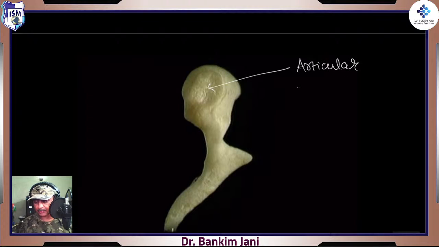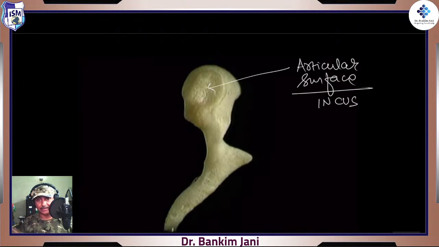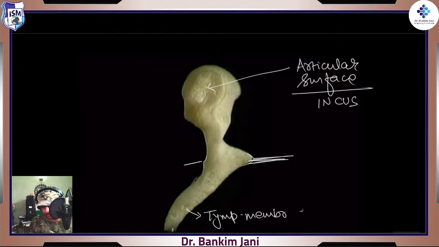So this is the articular surface, and it has to articulate with incus, no doubt about it, because it is the handle which is associated with the tympanic membrane, right, or the eardrum. Now see, can you see, this is one prominence, this is another one, so it is over here and over here. There was the anterior ligament and the posterior ligament.